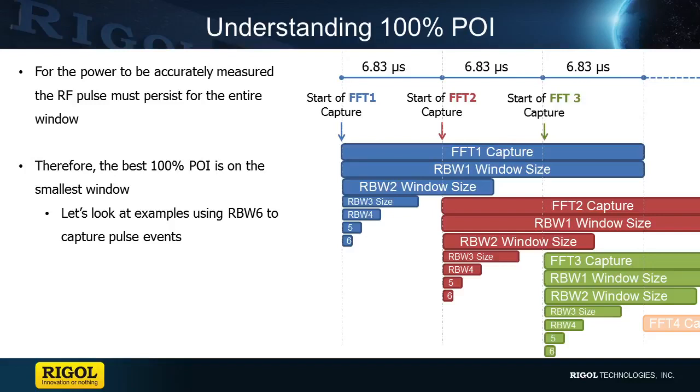Putting that together, we can see that with an RBW1 or RBW2 window size, the measurements are gapless. Every point is used in one of the FFTs. With RBW6, there are some gaps, but the smallest window means that the smallest pulse width can be accurately captured in power. So let's look at a couple examples using RBW6.